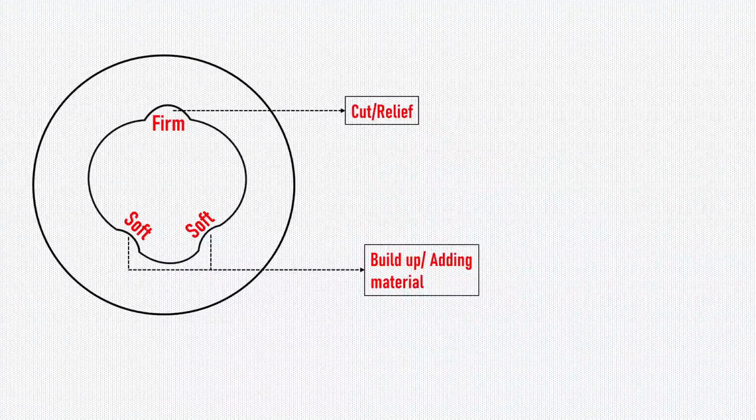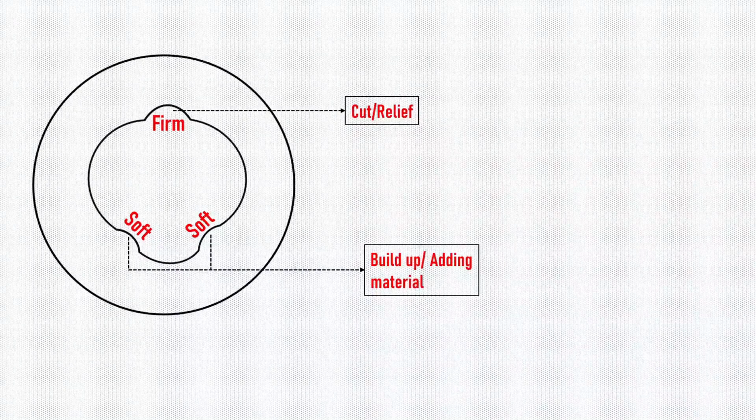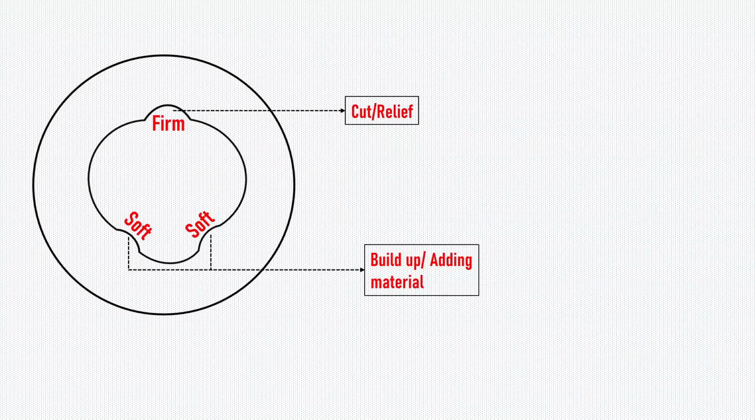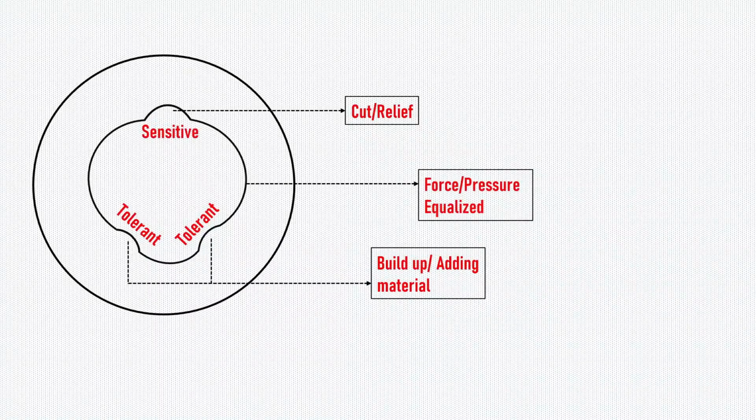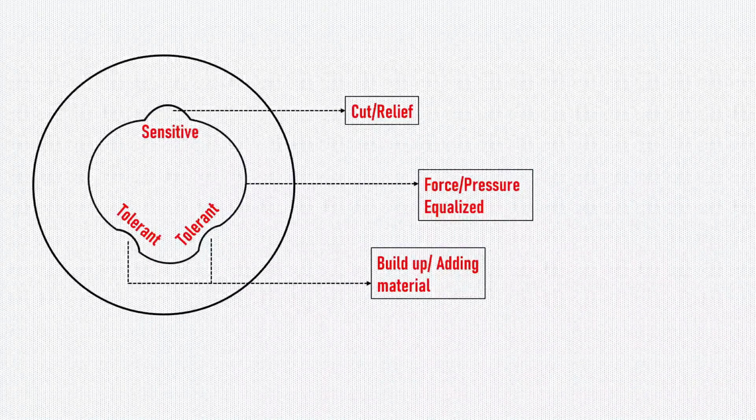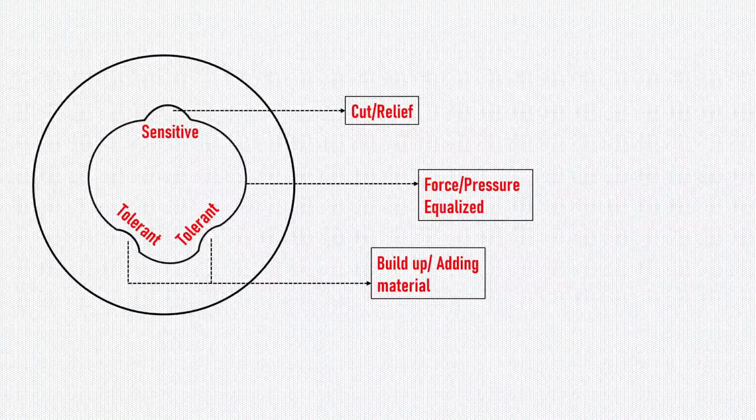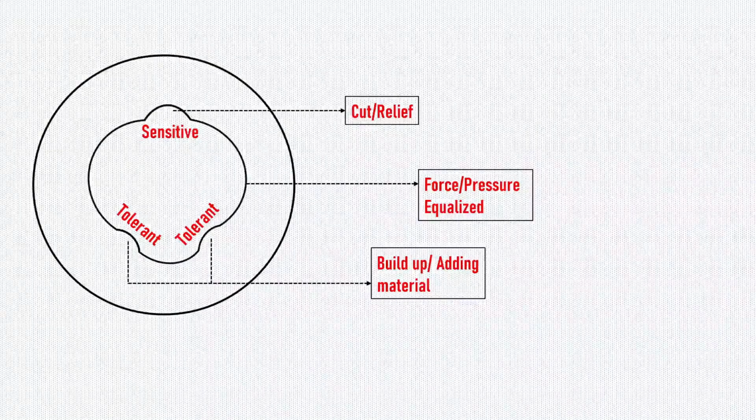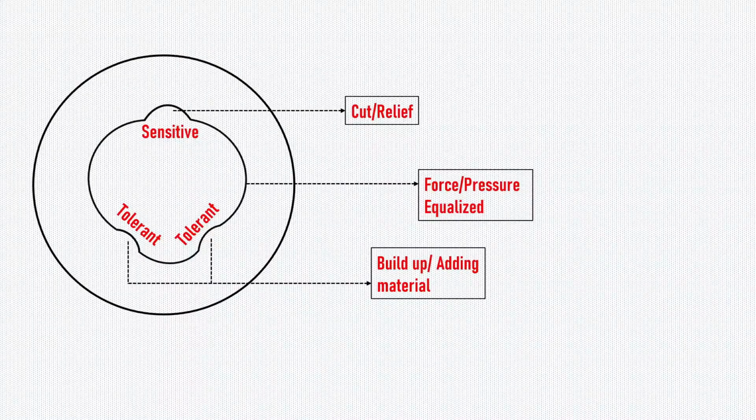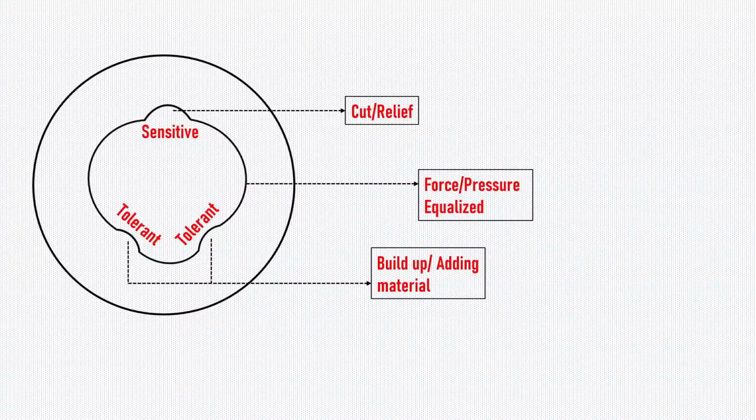In the firm area, we will try to give less pressure because it can deform permanently or break, and these are called sensitive areas. And we will try to give more pressure in soft areas because they can absorb more pressure than hard areas without fracture, and these are called tolerant areas. All these adjustments are done for equal force distribution in prosthetic socket.